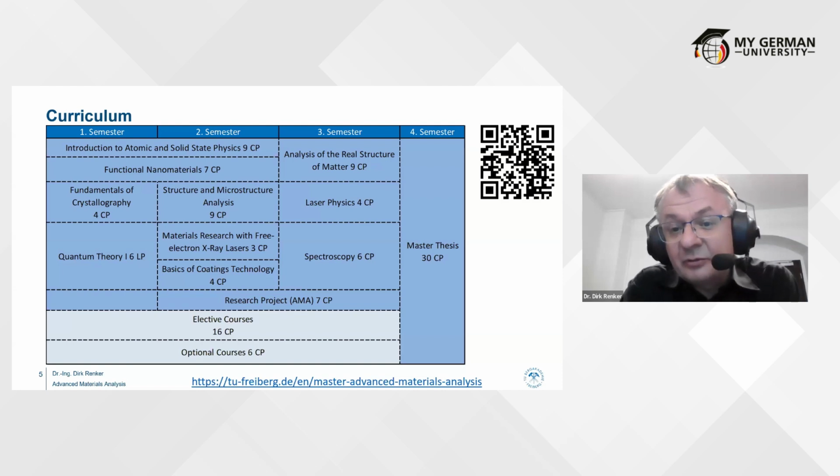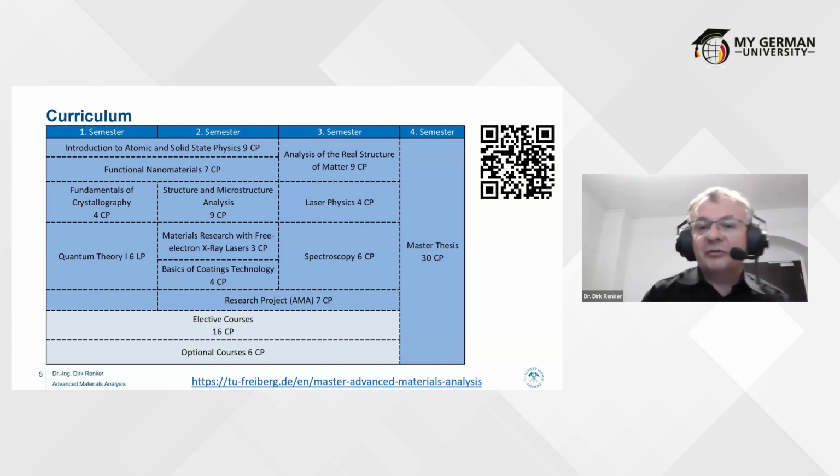And you also have spectroscopy, and in the 3rd semester, laser physics and analysis of the real structure of matter. During the 2nd or 3rd semester, the student can decide if he wants to start in the 2nd semester or the 3rd semester. The student has a research project. That means the students get a task and have to solve the task, for instance, in a laboratory at the university. And you also have the possibility to elect courses from the offering of the university.